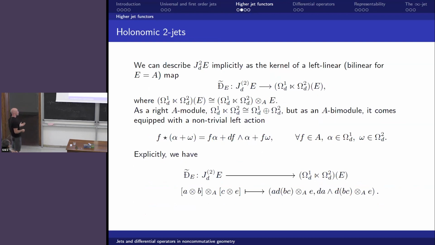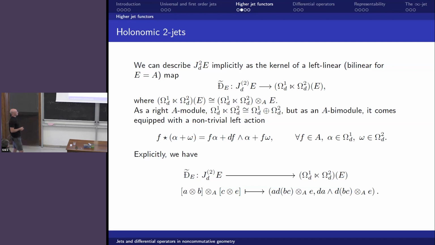Okay, so to construct the two jets, you can do it explicitly. You want it to be essentially generated by sums of things in S2, so these quantum symmetric two forms, and prolongations, second order prolongations, and then non-holonomic two jet. And that will coincide with this more implicit description as the kernel of a certain map from the non-holonomic two jet to this space here, which as a right module is just a direct sum, but as a left module, it has some more complicated action.